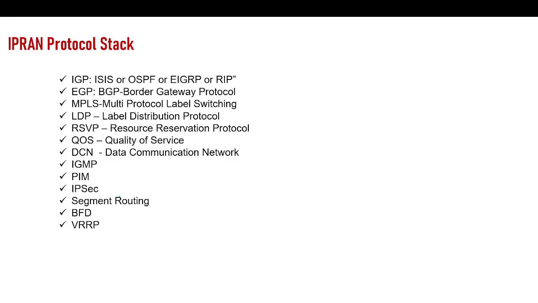But later we can dive deeper into these protocols. For BGP, we have mentioned that the IPRAN network is segmented into different regions. So we need the Border Gateway Protocol to interconnect these different regions or clusters and have end-to-end communication or connectivity between them.